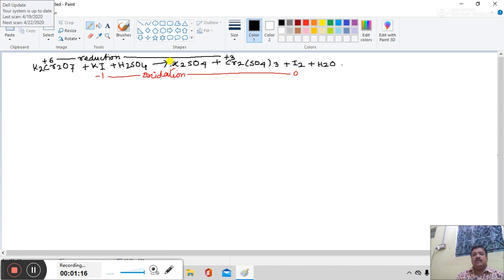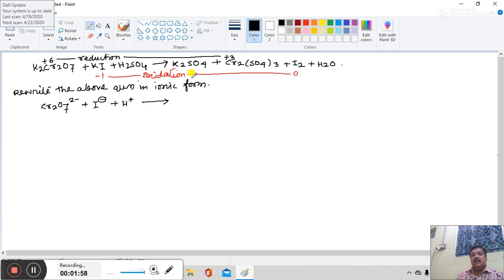In the next step, we rewrite the above equation in ionic form. In potassium dichromate, chromium exists as the dichromate anion, Cr2O7 2-. In potassium iodide, I exists as the iodide anion, I-. And from H2SO4, we obtain H+ ion in solution.